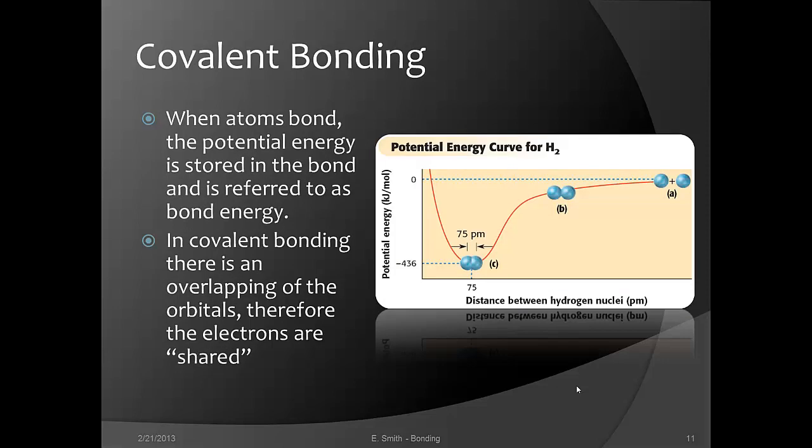And when atoms bond, their potential energy decreases. And this potential energy, again, potential is the idea of stored energy, is stored actually in the bond. That's why when we consume glucose, when we break the bonds, we get the energy from it. That's the energy that was stored from the formation of the glucose. And again, these covalent bonds, there's an overlapping of the orbitals, and that's where the electrons are shared. Now remember, these electrons are constantly moving, so they're not always shared equally, and we'll talk more about that later on.